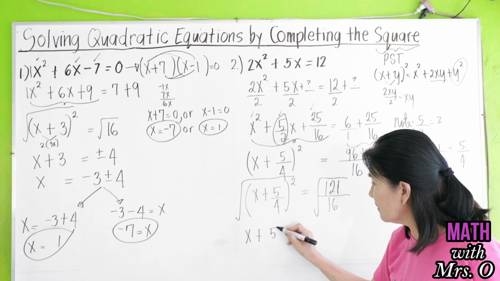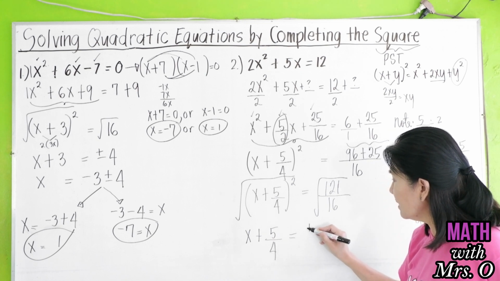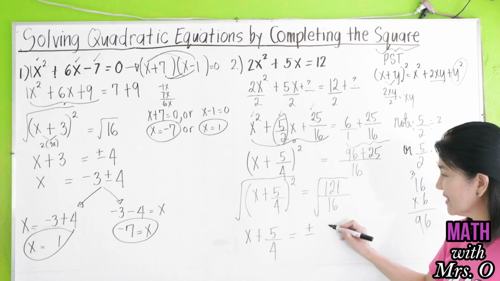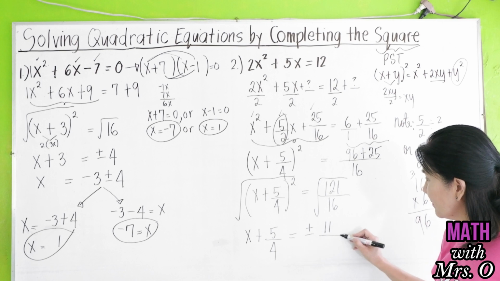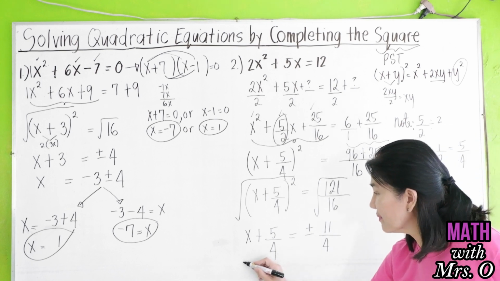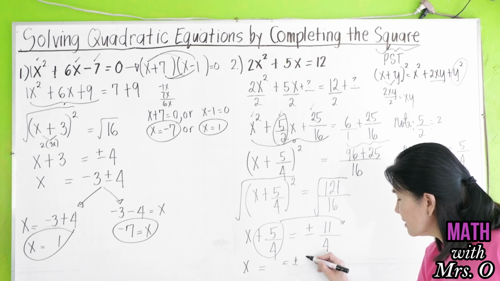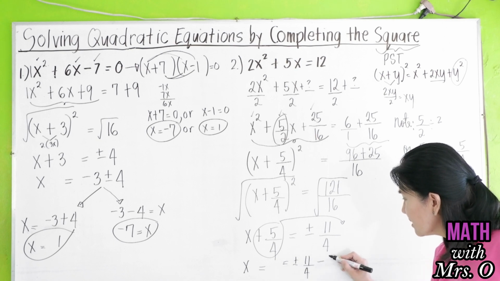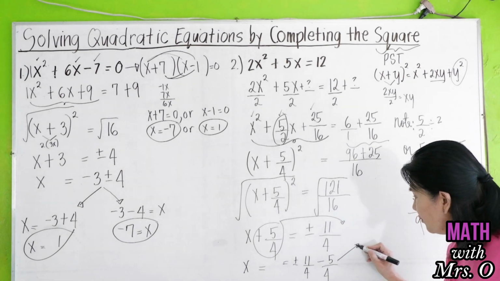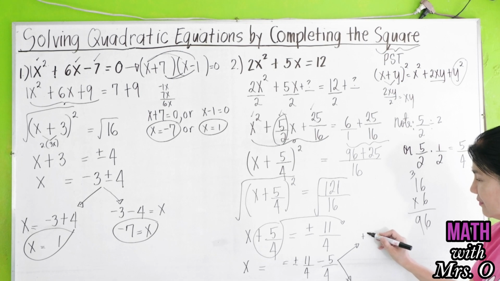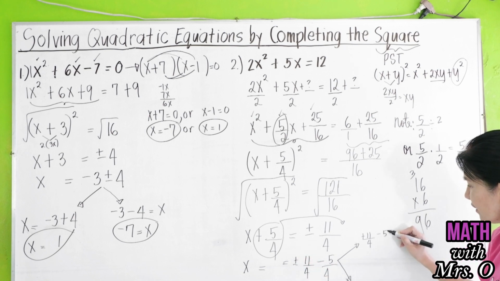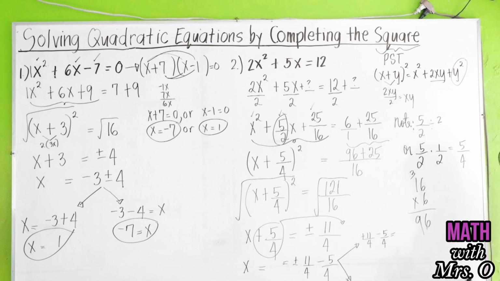We get x plus 5 fourths is equal to plus or minus. Square root of 121 is 11, because 11 times 11 is 121. Square root of 16 is 4. Then, transpose this to the other side. You have here plus or minus 11 over 4 minus 5 fourths, which gives you now two values. Positive 11 over 4 minus 5 over 4 gives us 11 minus 5 is 6 over 4.